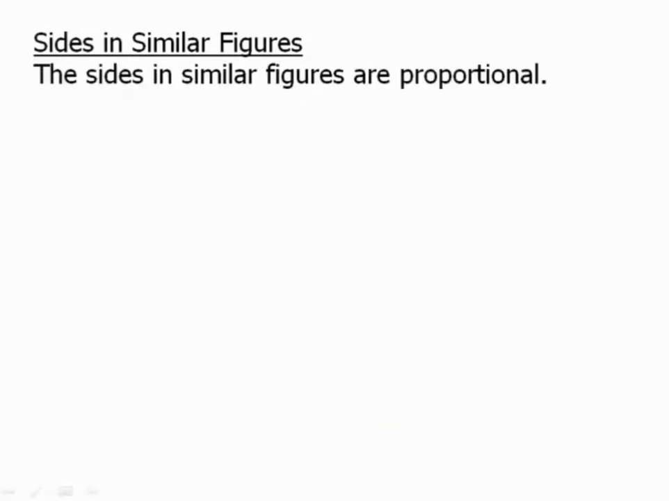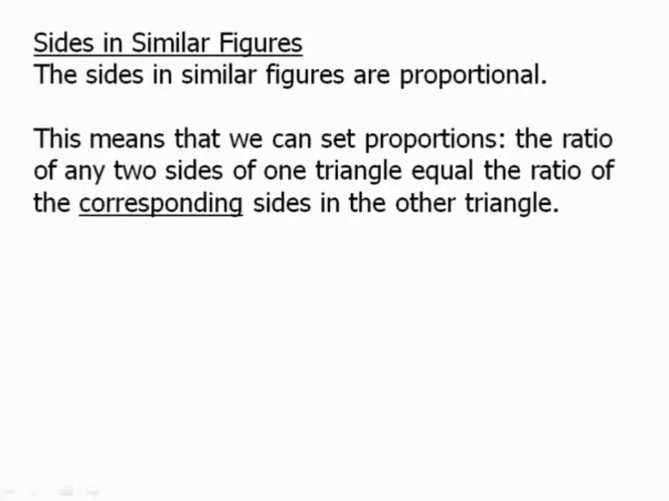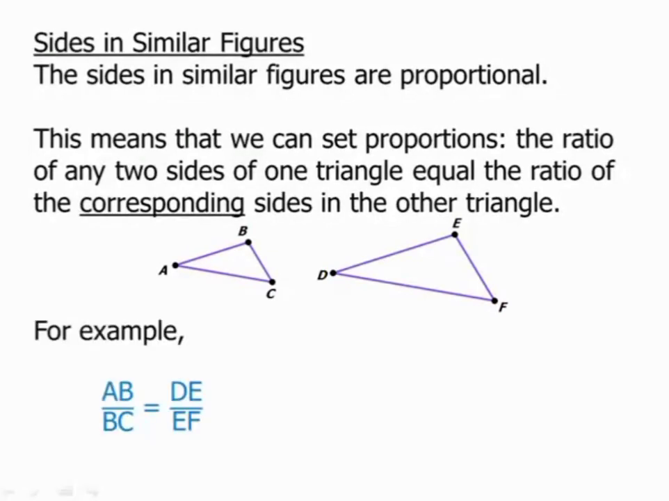Now we can talk about sides in similar figures. The sides in similar figures are proportional. Well, what does that mean? This means that we can set up proportions. The ratio of any two sides of one triangle has to be equal to the ratio of the corresponding sides in the other triangle. So for example, if these are similar triangles, the ratio of AB over BC, that has to equal the ratio of DE over EF. So setting those two ratios equal, that's the proportion we can set up.